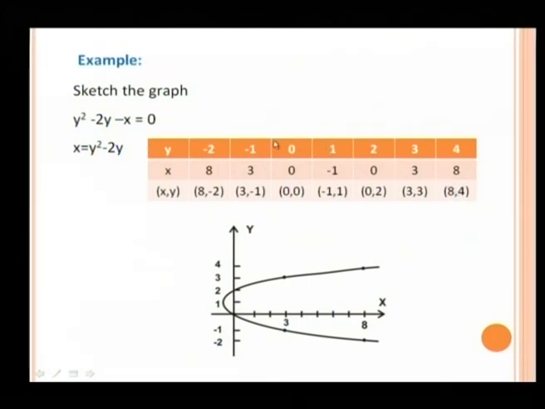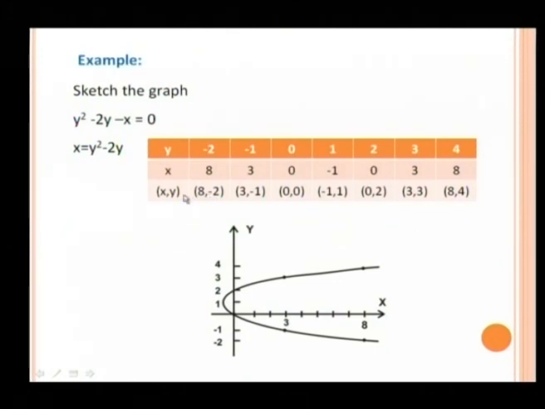Now we can have ordered pairs for some negative values as well. If we put y is equal to -1, we will get x is equal to 3. So the resulting ordered pair becomes (3, -1). And for another point, if we put y is equal to -2, we get x is equal to 8. So the last ordered pair becomes (8, -2).